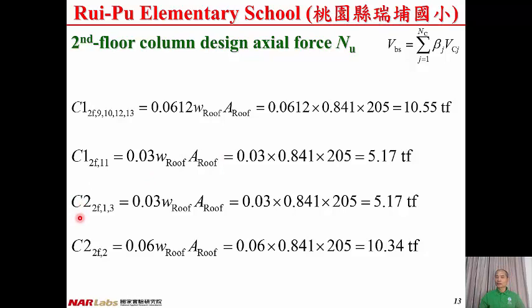Then we move to the column of partition walls. C2 on the second floor for number 1 and number 3 is equal to 5.17 ton-force. For number 2, the design actual force is 10.34 ton-force.